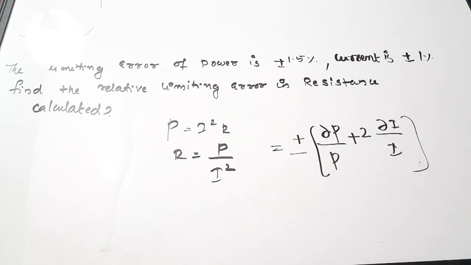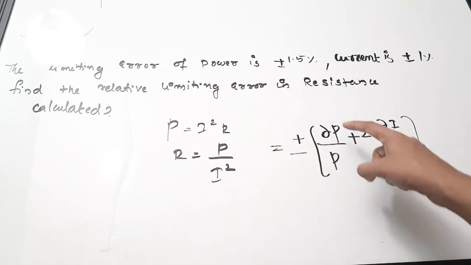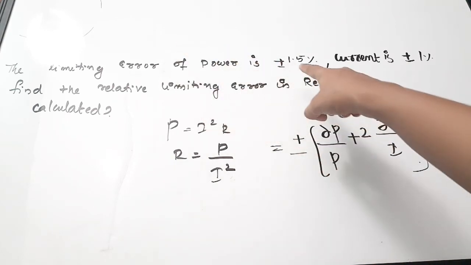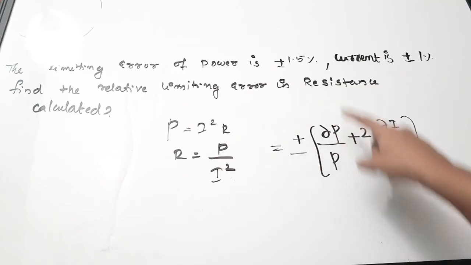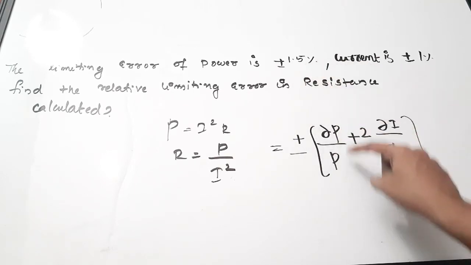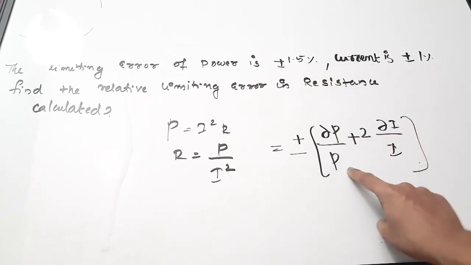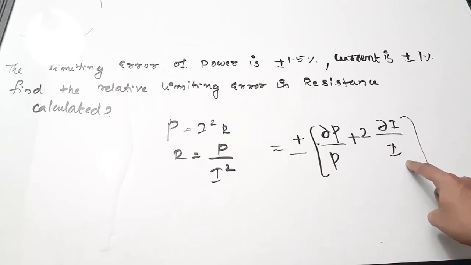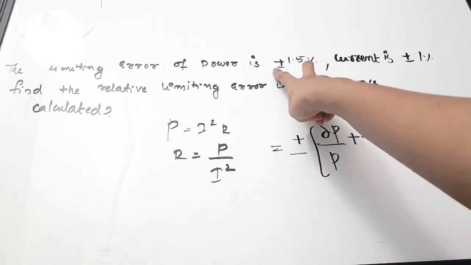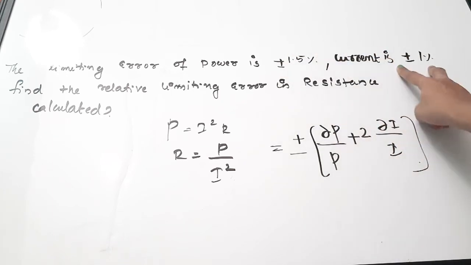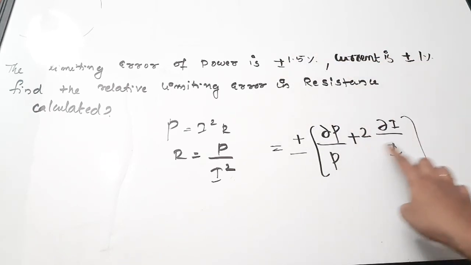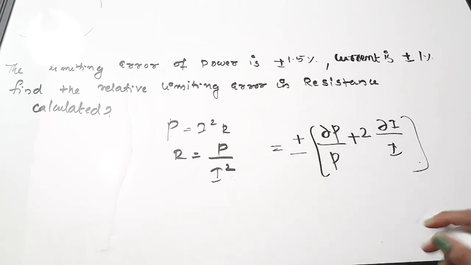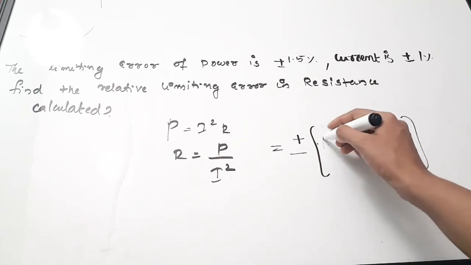Okay, so here the limiting error is given in percentage. So this is nothing but the relative error. So these quantities are directly given to you. Delta P by P and delta I by I are given. That is nothing but the relative limiting error in power and the relative limiting error in the current. So you have to directly apply them into this equation and find the value. So delta P by P is given to you, which is 1.5.